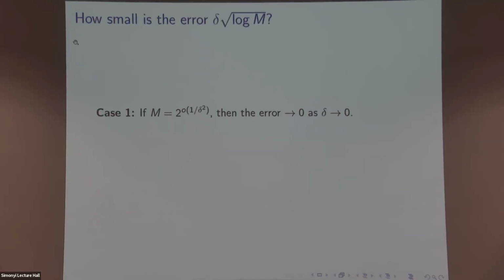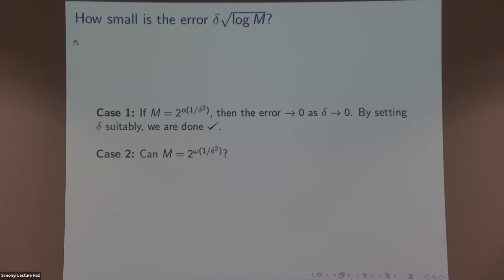So I can tolerate m up to 2 to the little o of 1 over delta squared. That would be fine. If m is 2 to the little o of 1 over delta squared, delta times square root log m will go to 0. I'll be fine, and I've created a number of clusters which is 2 to the 1 over delta squared. That's great. So that would be great. I would be done.